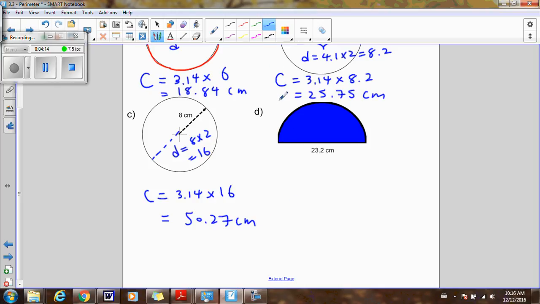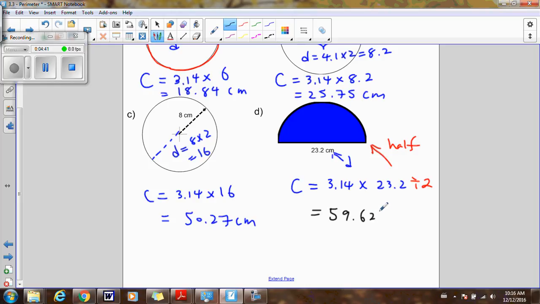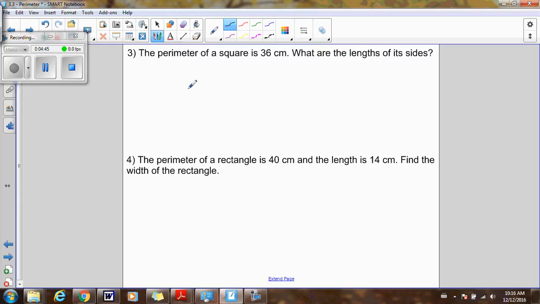Now, the next one is a little interesting because you only have half a circle. So to find the circumference, you have to do 3.14, right? Multiplied by the diameter, which is 23.2. That's the diameter. But because we only have half of it, we have to take the whole thing and divide it by 2 because it's only half of a circle. So if you do all that, you are going to get the answer 59.624 centimeters.